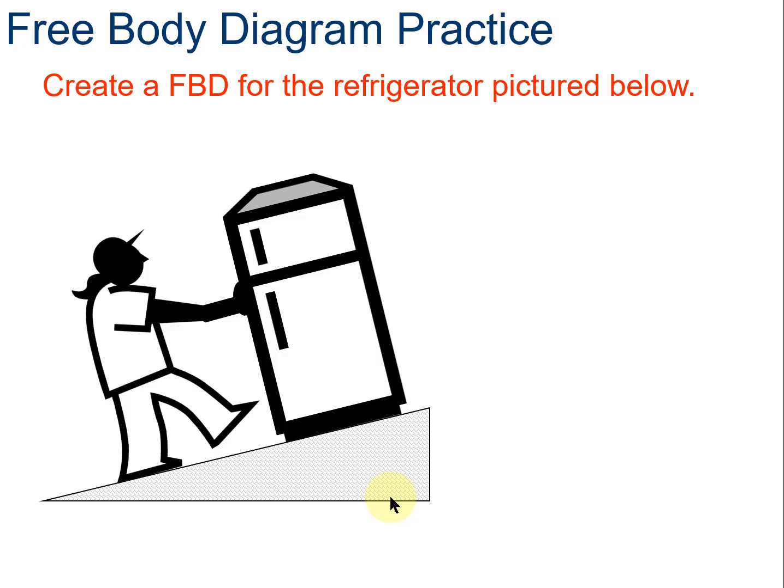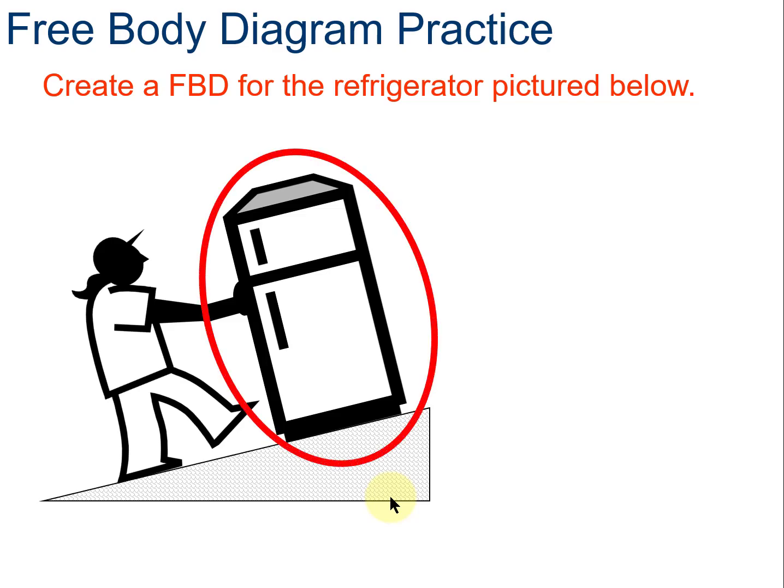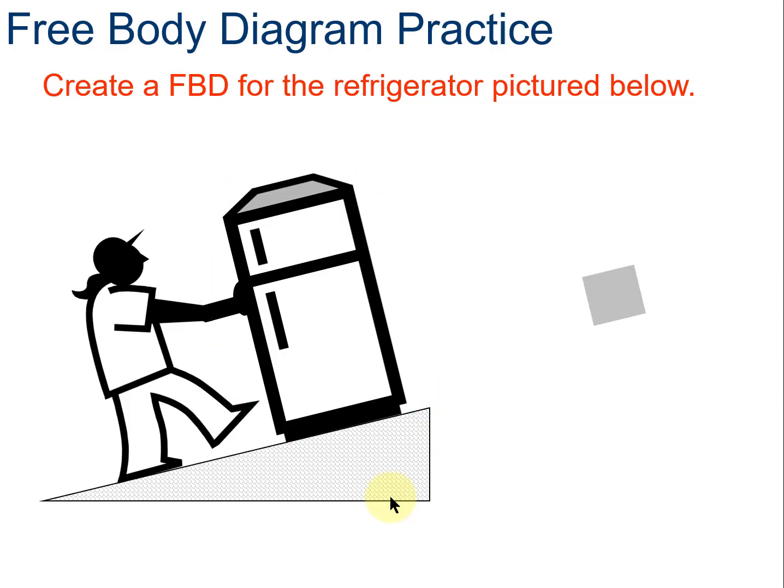How about this guy pushing a refrigerator up an incline? So we want to find the free body diagram for the fridge only. So we identify it. It's going to stick out. We don't care about the dude. Okay, we represent it again by this completely generic thing, this square.